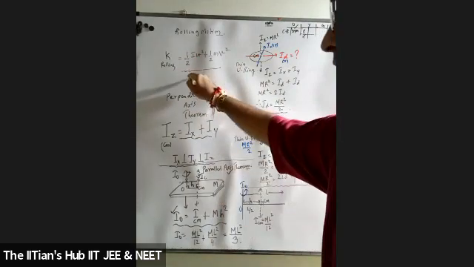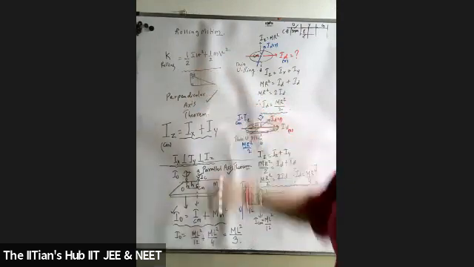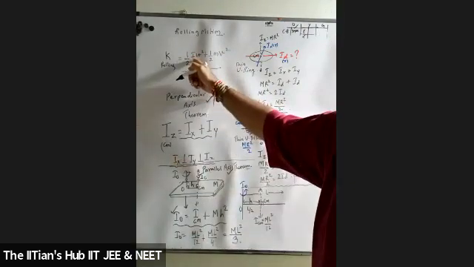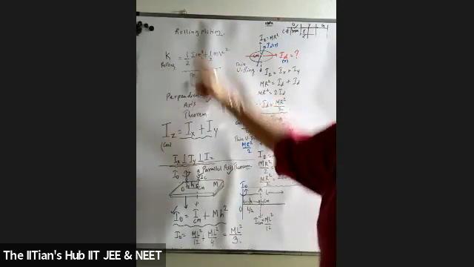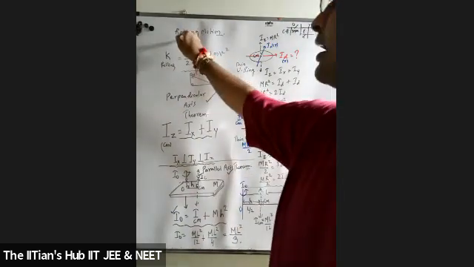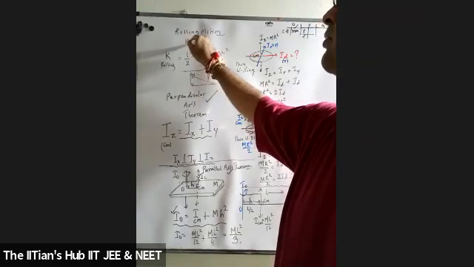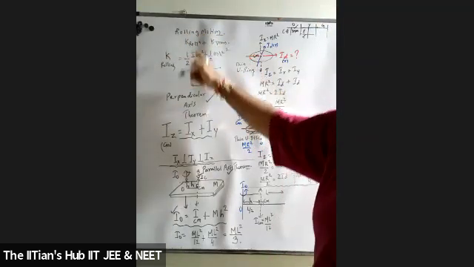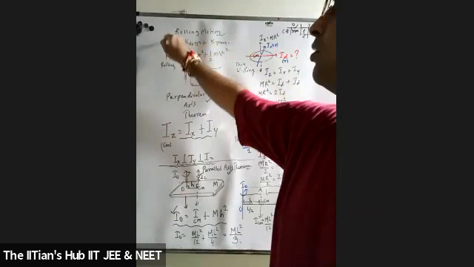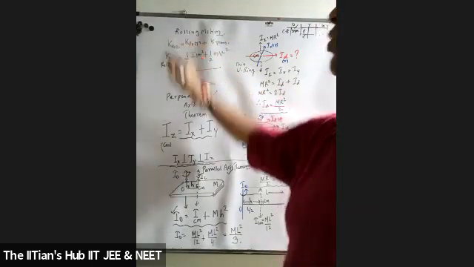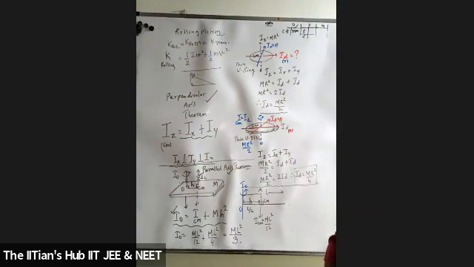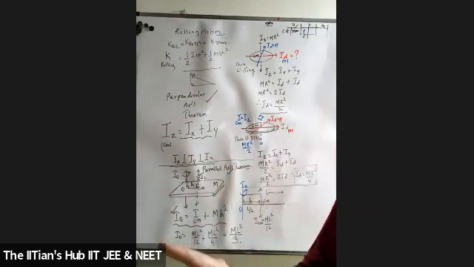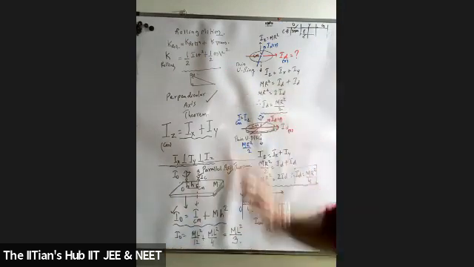The body will roll, meaning it will rotate and also go straight. So it will have rotational kinetic energy. Half mv square, half I omega square. Kinetic energy rotational plus kinetic energy translational. Summation of these two is called kinetic energy of rolling. Remember this. Agreed? So rolling motion is always summation of what? Translational plus rotational.